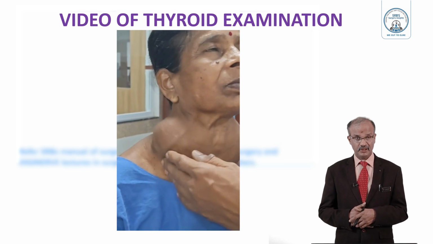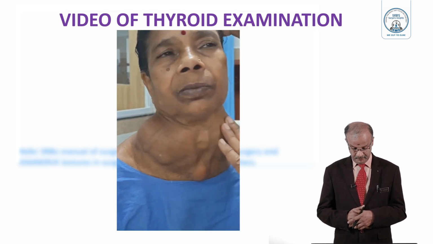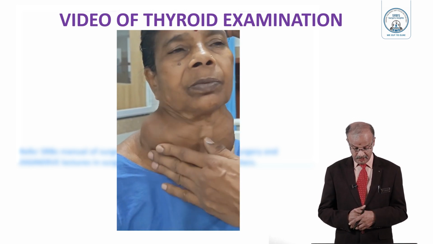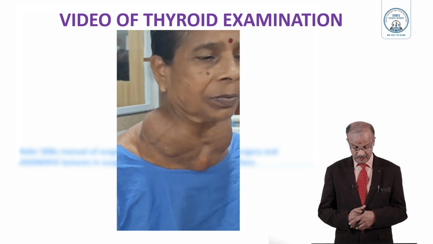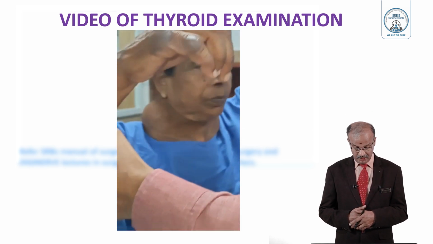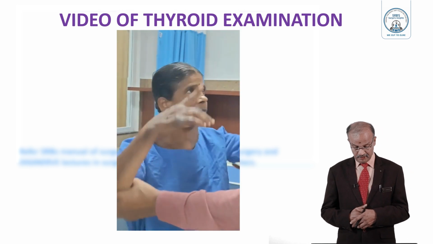Again, palpation, everything should be done the same way. Large thyroid, see that? Vascularity, nodule, everything, visible veins are there. She finds it difficult to extend, actually.